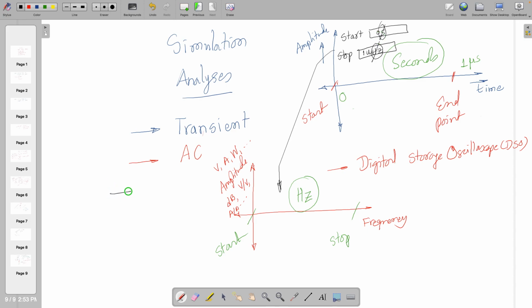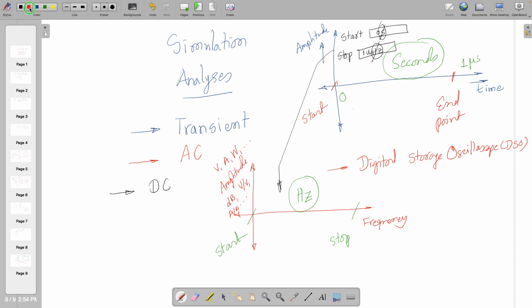And the third technique is actually DC, where you want to check the DC characteristic. So it's a single point analysis, where you apply a voltage and check the different voltages, currents, all these things at zero frequency.